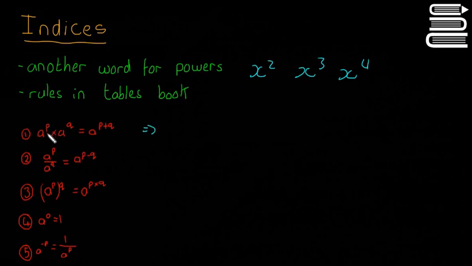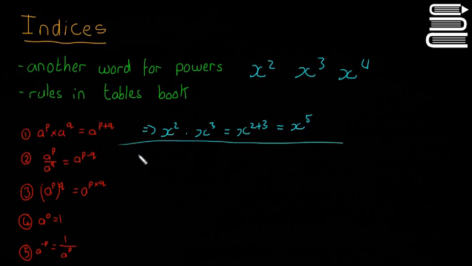Anyway, if you have a to the power of p multiplied by a to the power of q, then it's a to the power of p plus q, so you add the powers together. An example would be if you had x squared multiplied by x cubed, and that dot just means multiplied, then your answer will be x to the power of 2 plus 3, or else x to the power of 5. Okay, so that's the first rule, and that's as simple as that. All the examples are going to be like that.